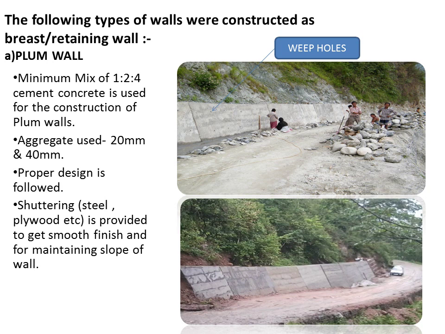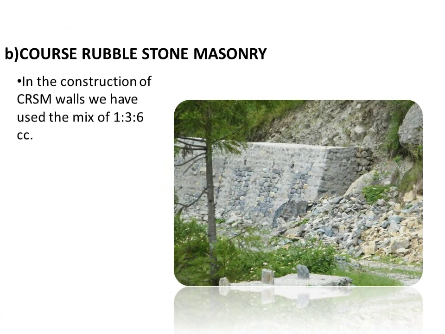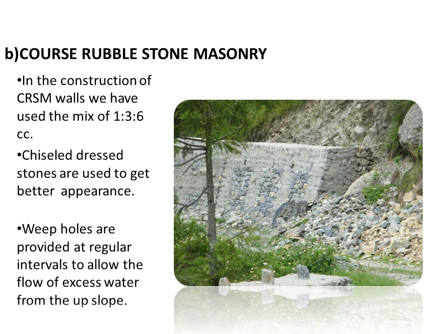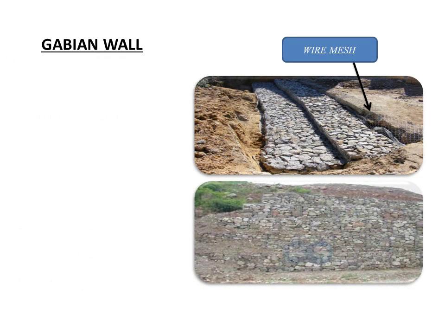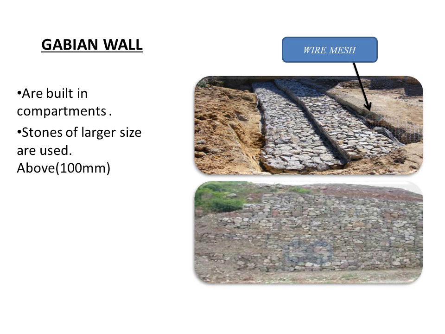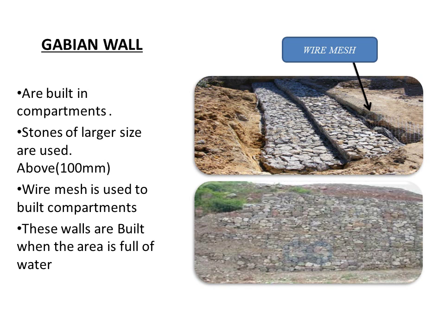Plumb wall is the mix of 1:2:4 cement concrete, and the aggregates used are 20 mm and 40 mm size, and shuttering is done with steel and plywood in order to get a smooth finish. The other one is CRSM, which is known as coarse rubble stone masonry, and it is a mix of 1:3:6 cc, and chiseled red stones are used for this. There is another type, the gabion wall, which is mainly used in the hilly region and in areas where there is a lot of water.